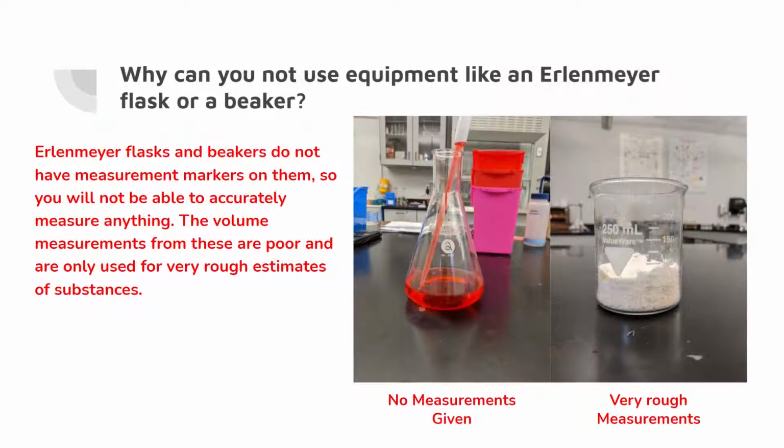Erlenmeyer flasks and beakers do not have precise measurement marks on them, so you will not be able to accurately measure anything with them. The volume measurements on these are poor and are only used for rough estimates of substances. On the right-hand side, there are two more photos. One on the left is an Erlenmeyer flask, and the one on the right is a beaker. While the beaker shows some form of measuring, it is extremely rough and cannot be used to make precise measurements.